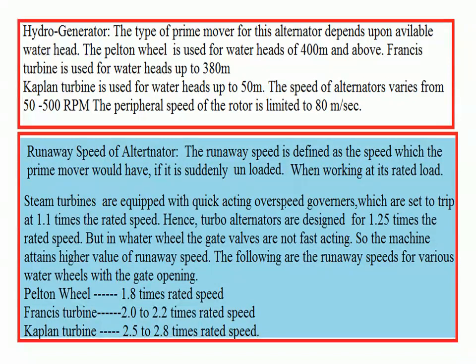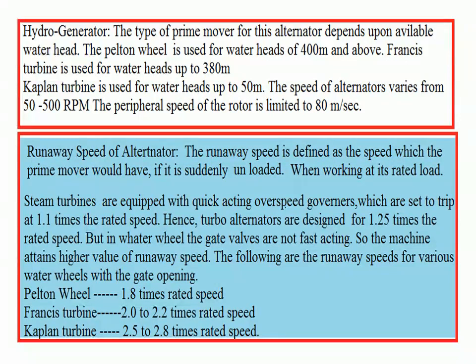We know that steam turbines are equipped with quick acting overspeed governors for protection of the system, which are set up to trip at a minimum of 1.1 times the rated speed. Hence, turbo alternators are designed in general for 1.25 times the rated speed.